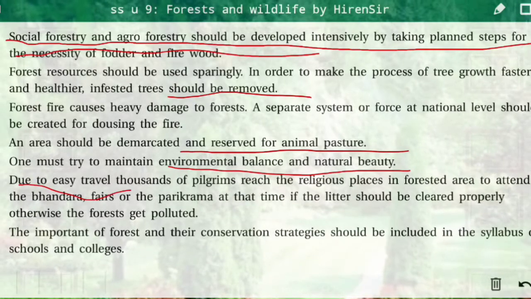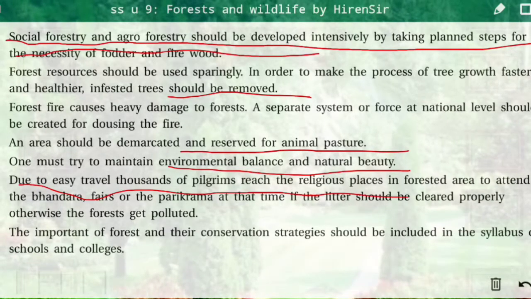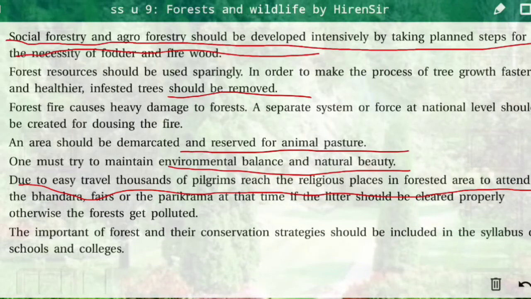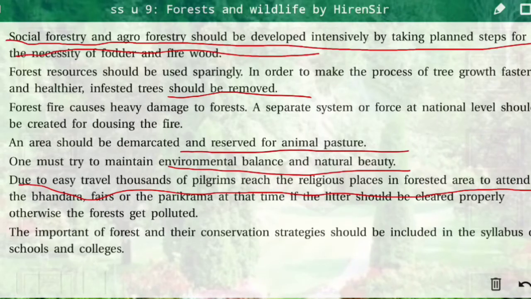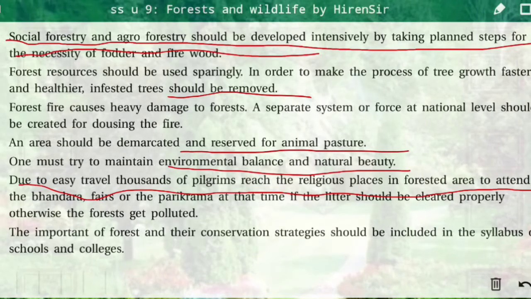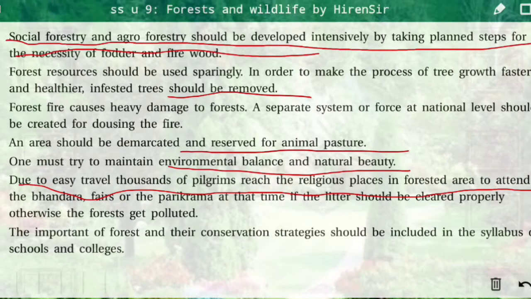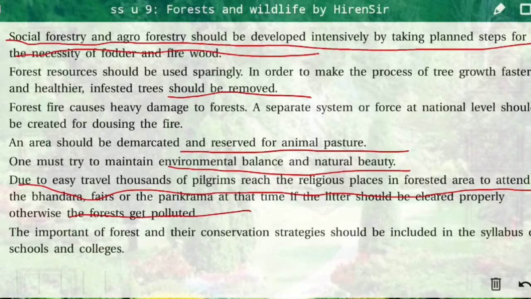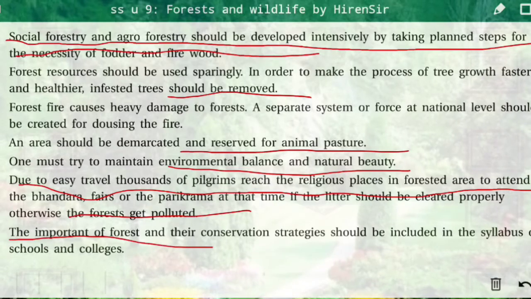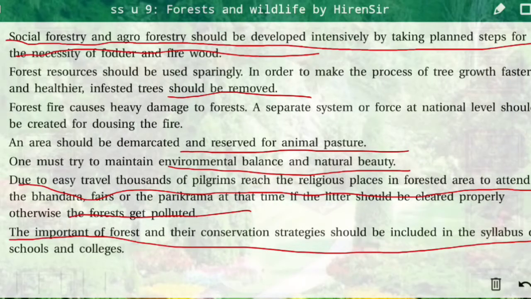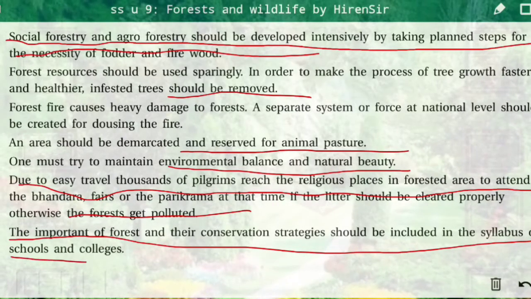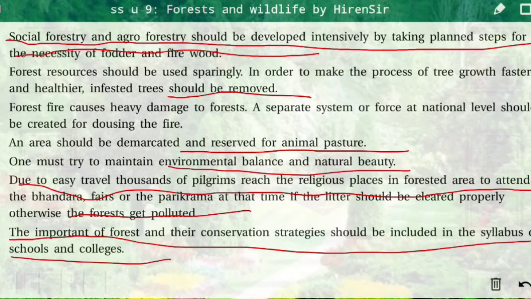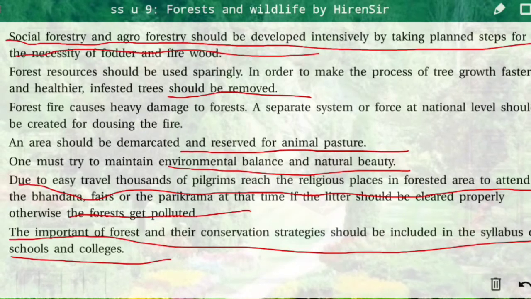One must try to maintain environmental balance and natural beauty. Due to easy travel, thousands of pilgrims reach religious places in the forest area to attend the Bhandara, and they should at least be restricted, otherwise the forest will be polluted. The importance of forests and their conservation strategies should be included in the syllabus of schools and colleges, so the future generation can take care if they have knowledge of all this.